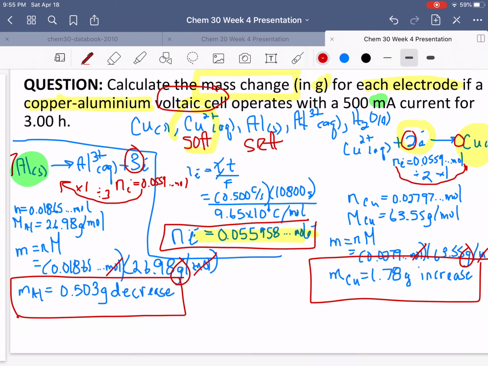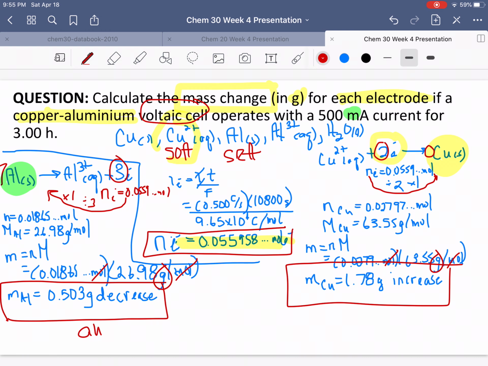Da-da-da-da! There you have it, folks. A decrease at the anode and an increase at the cathode. And here is your introduction to Faraday's law. We have a couple more questions related to this, and I will go over those in the 5th podcast. So at this point, I would say hold off on doing any more questions on your assignment until you've watched podcast 5.